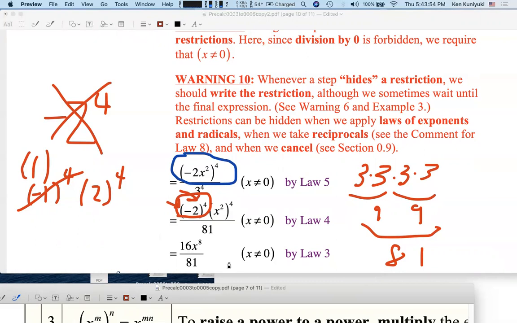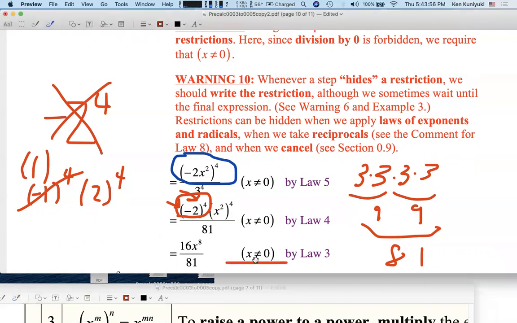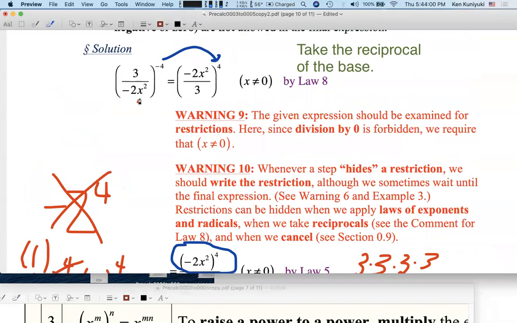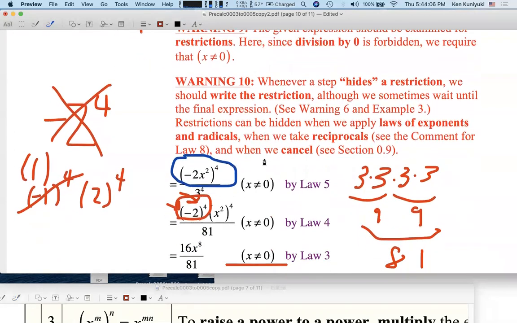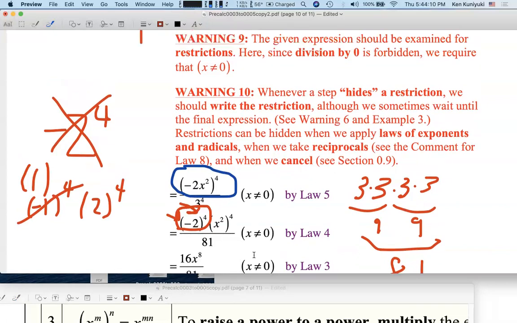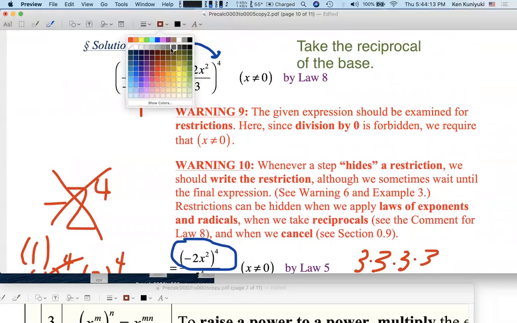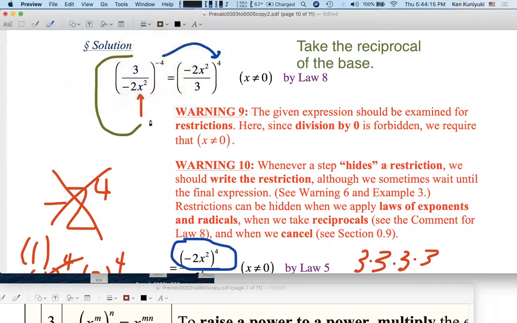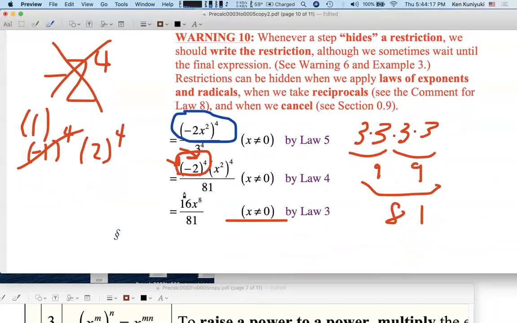But remember, we have the hidden restriction. Don't forget that 0 is illegal for x. If 0 is illegal for x over here, and it was, because it would lead to a division by 0, then 0 is still illegal. But since it's a hidden restriction, it's not evident, we really should write it. So this expression here, I'll put this in green, is equivalent to this expression here, together with the hidden restriction.